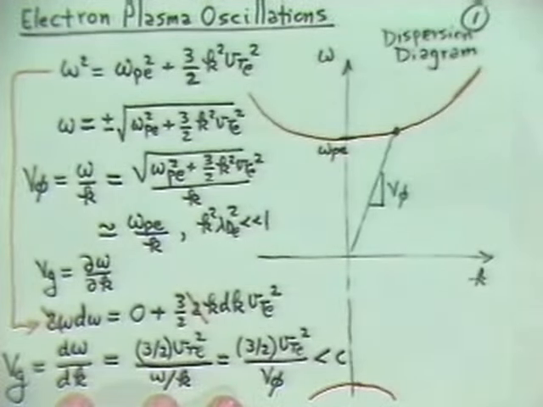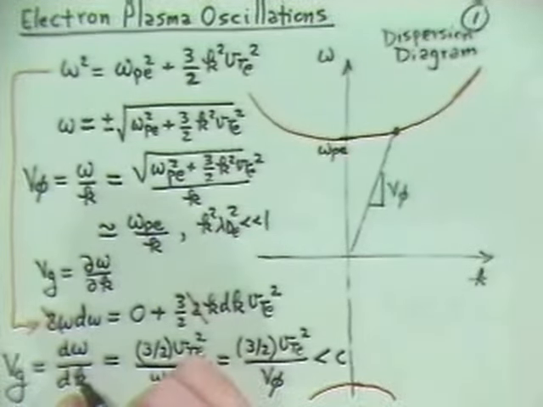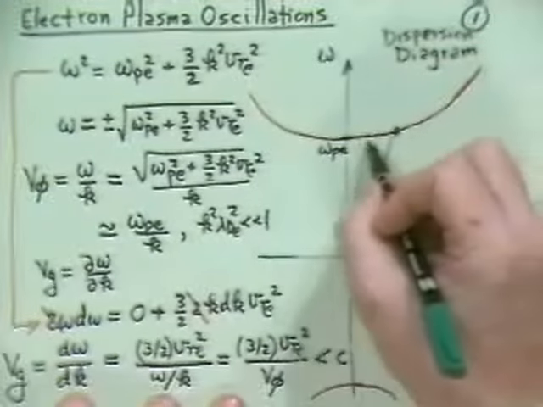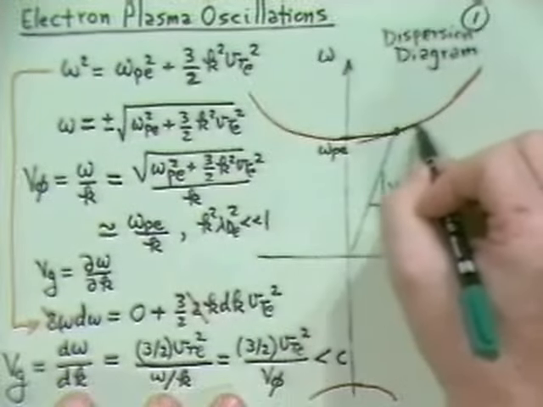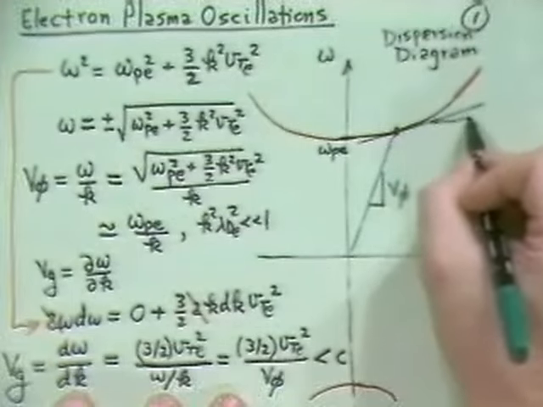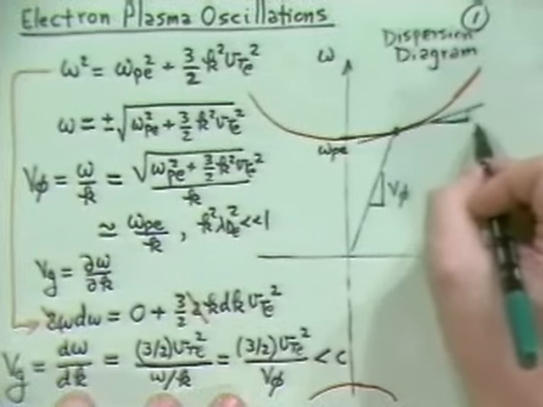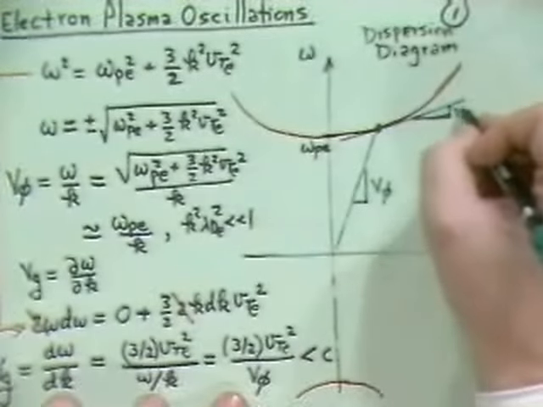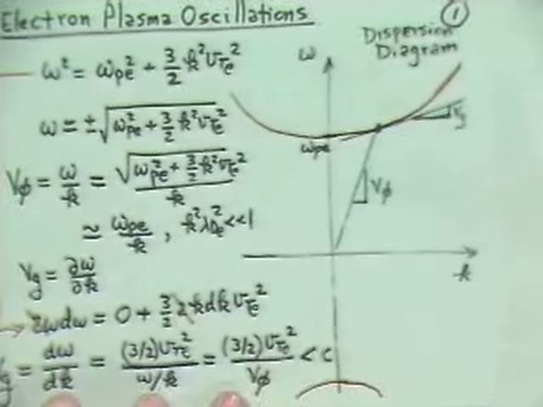What is the group velocity? Well, it's d omega dk, so it's actually the slope of the line tangent to the line at the point. So if I do my tangent right, that also will have a slope, and that particular slope will be the group velocity.